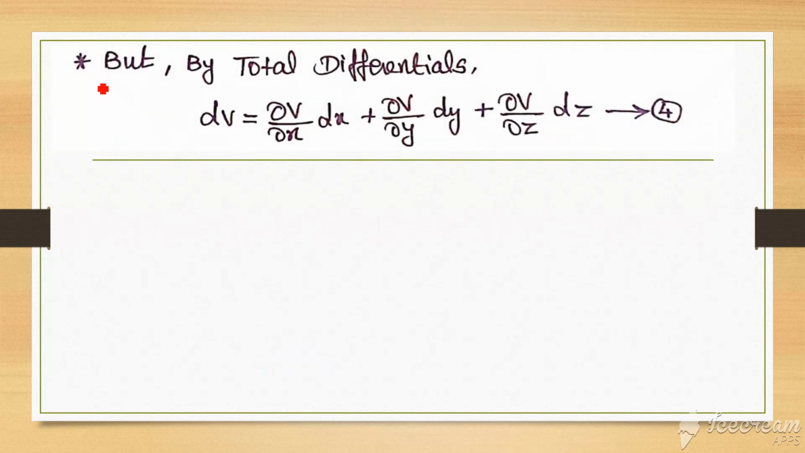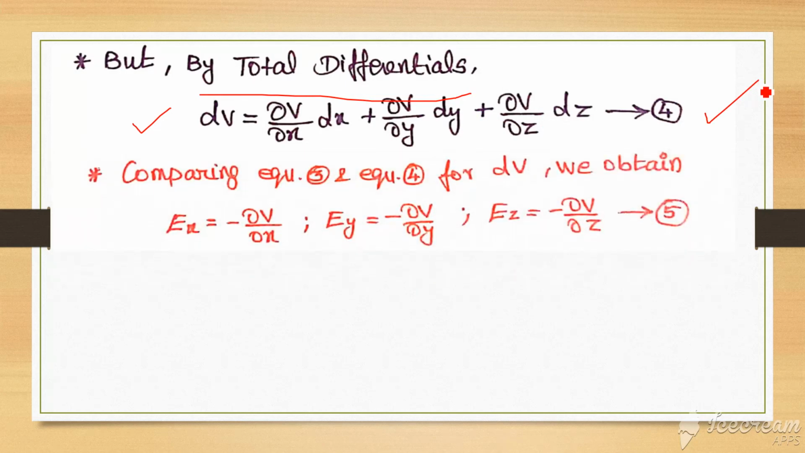By total derivative, one of the topics in Engineering Mathematics 1 is the total differential. So we can write dV is equal to dou V by dou x dx plus dou V by dou y dy plus dou V by dou z dz. This is equation number 4. Now simply compare equations 3 and 4. Then we get Ex is equal to minus dou V by dou x, Ey is equal to minus dou V by dou y, Ez is equal to minus dou V by dou z. This is equation number 5.